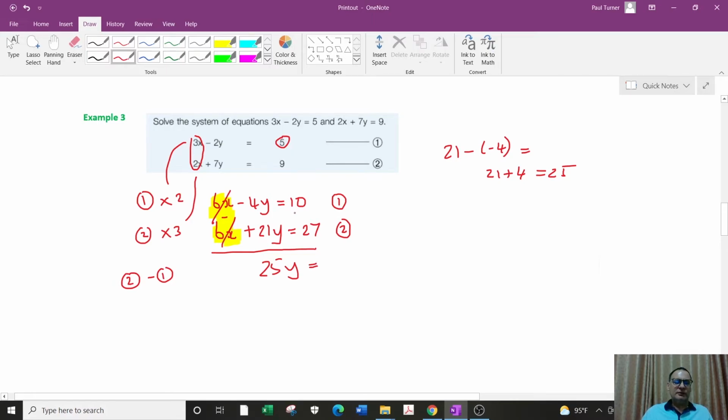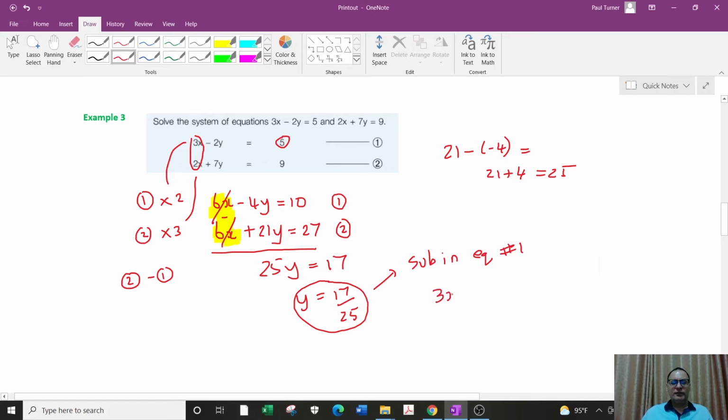27 minus 10 is 17. So y will be 17 on 25. We have a fraction answer. So again, this would be difficult to get this number by graphing, by using pencil and paper. So y is 17 on 25. So I'm going to substitute that back in to equation 1, for example. So sub in equation number 1.